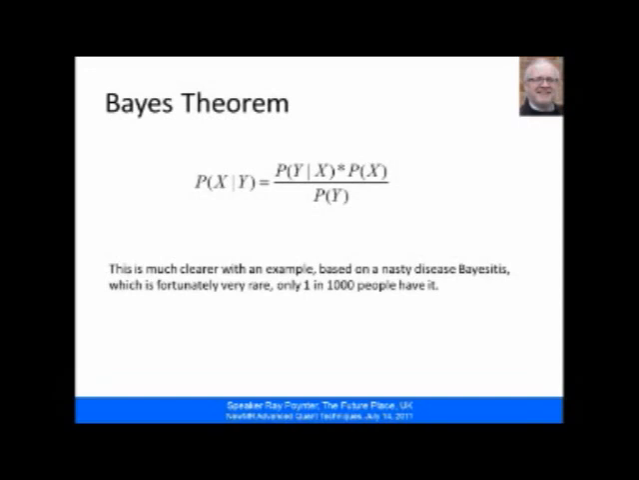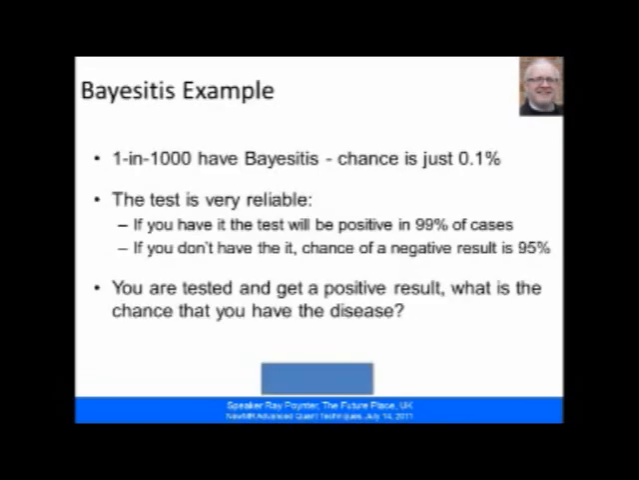So we can make it much clearer with an example based on a nasty disease called Bayesitis, which is fortunately very rare. Only 1 in 1,000 people have it. So let's have a look at that example. 1 in 1,000 people have Bayesitis, so the chance is just 0.1%.